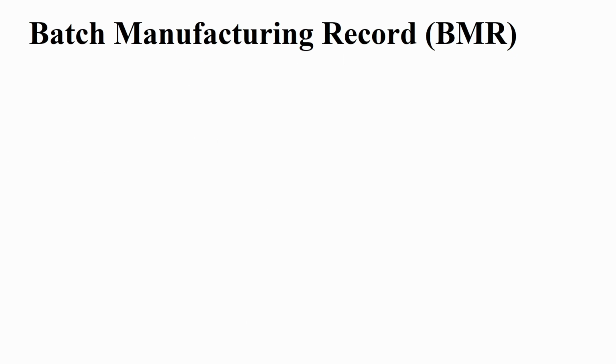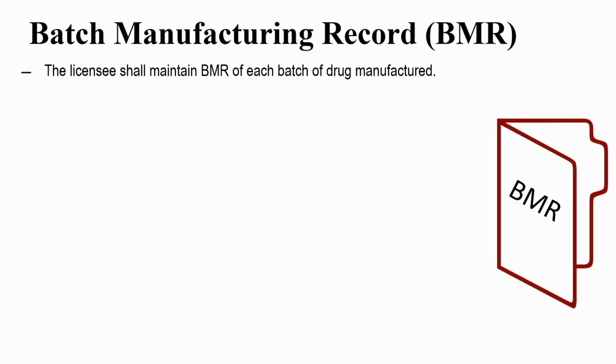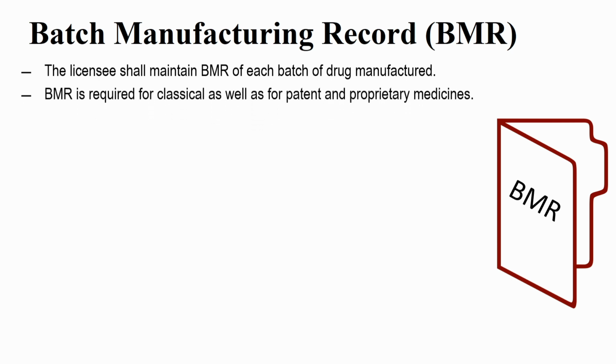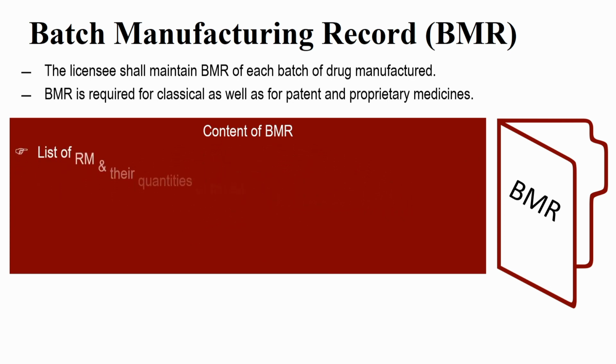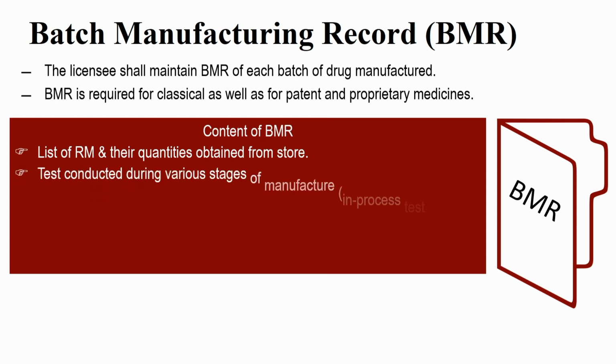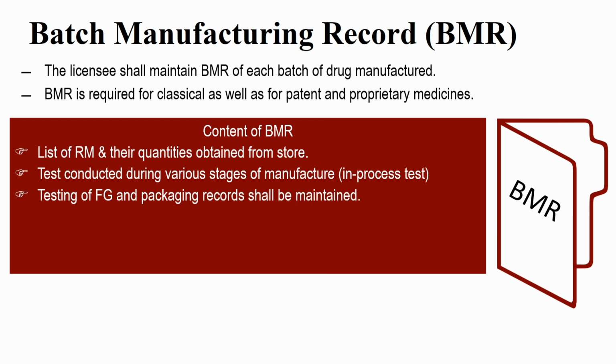Batch manufacturing record or BMR. The Schedule T says the licensee shall maintain the BMR of each batch of drug manufactured. The BMR is required for both the classical as well as for the patent and proprietary medicine. Here the point is to know what should be written in the BMR. The content of BMR includes the list of raw material and their quantities obtained from a store, the tests conducted during various stages of manufacture, testing of a finished good, and packaging record shall be maintained in the BMR.